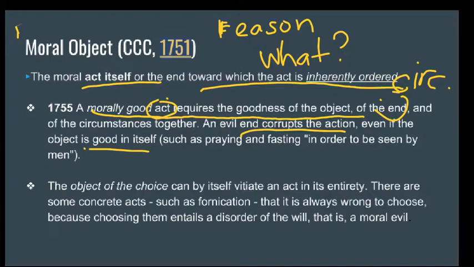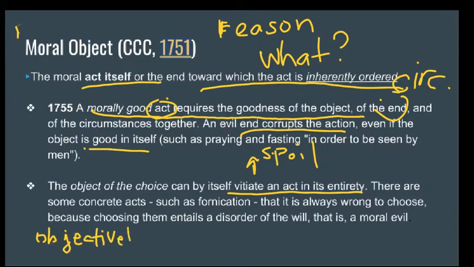The Catechism continues: the object of the choice can by itself vitiate an act entirely. What that means is it can spoil it. So there are some concrete acts, such as fornication, that means sex outside of marriage, that it is always wrong to choose, because choosing them entails a disorder of the will, that is, a moral evil. And what they mean by that, again, this is what we looked at before, is that there are certain things that are objectively evil or intrinsically evil.